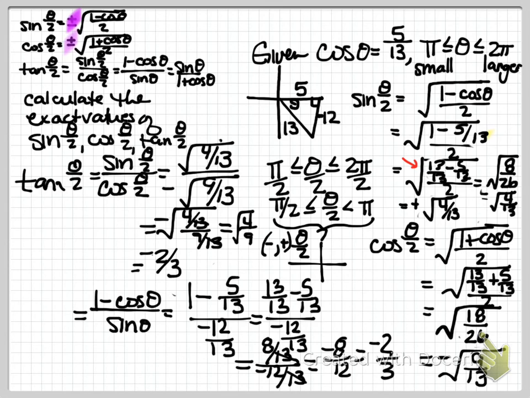Again, I'm sorry on this last problem that I looked at the triangle wrong and didn't catch it till the very end. But that's our half angles. The big thing is making sure you do that restriction and dividing it by 2 to figure out where your half angle is to get your signs.